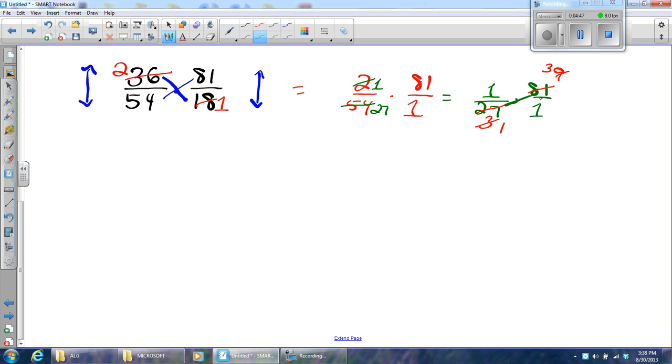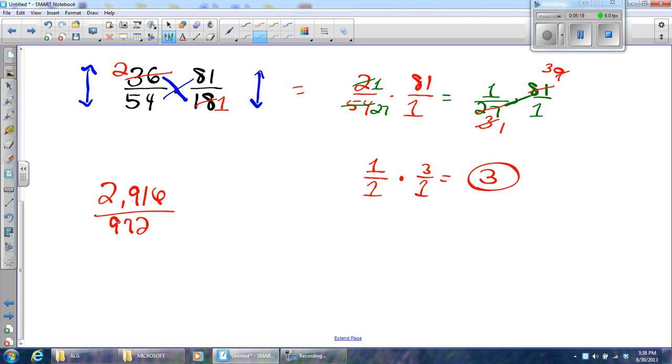Guess that means 27 was a factor of both of them. Now my problem is 1 over 1 times 3 over 1, which is simply 3. Now there's no way you can tell me that it would be easier to multiply 36 times 81 and get 2,916, and then to multiply the denominators of 54 times 18 and get 972, and then to simplify that. There's no way you can tell me that's easier.